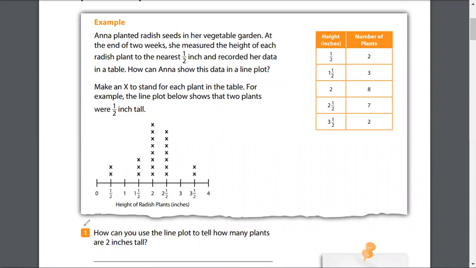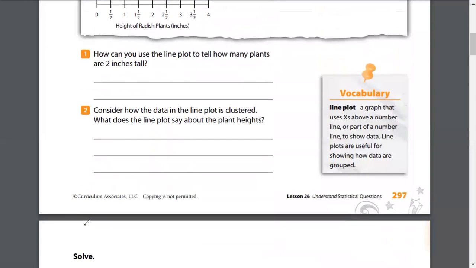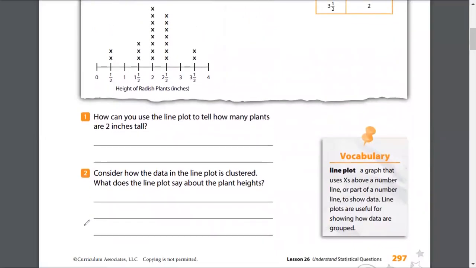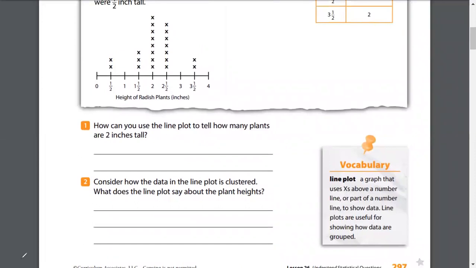So, review the table, and we are going to go on down. How can you use the line plot to tell how many plants are 2 inches tall? This is a very interesting one. I love these questions, of course. So, what I would do is I would look for 2 inches. And we have that. And I would just count the X's. So you should do the same thing. Look for 2 inches in the table and count the X's. And I count 8 X's.